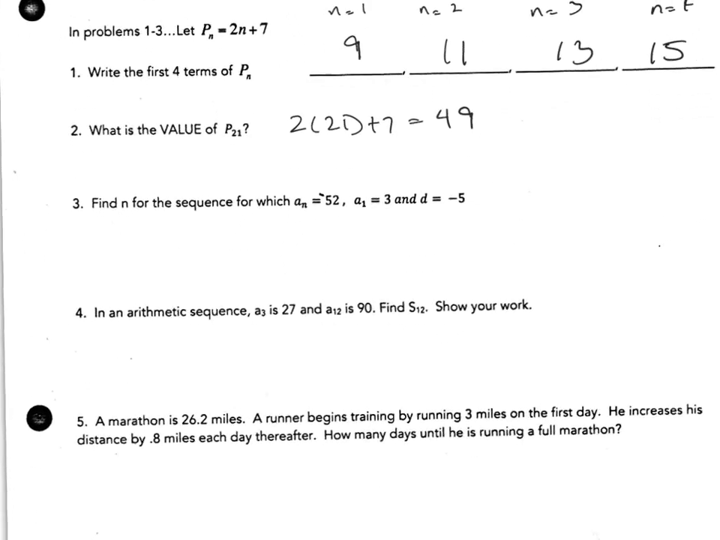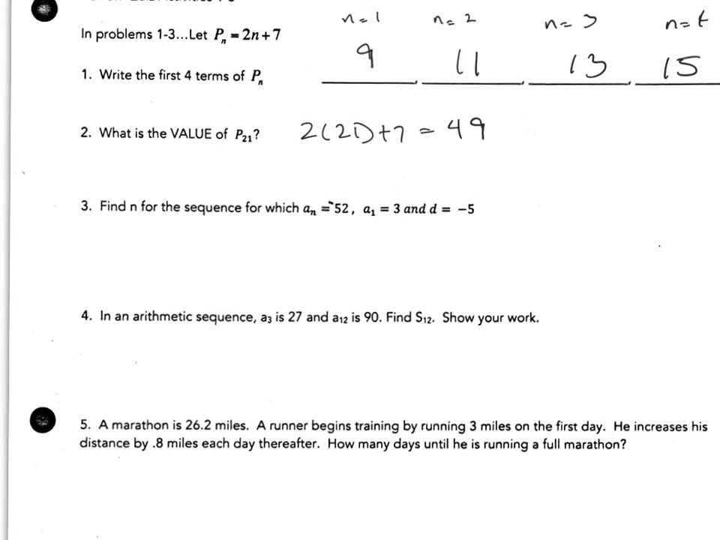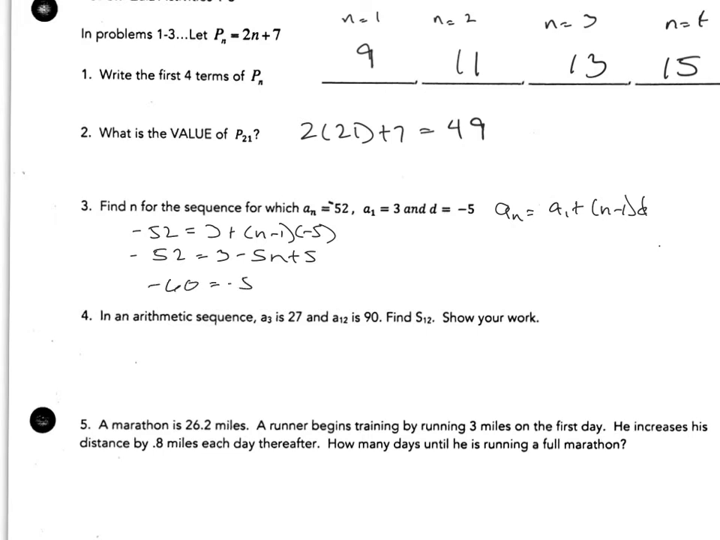This, of course, is the explicit formula for arithmetic, which is a sub n is equal to a sub 1 plus n minus 1 times d. So we know that the answer is negative 52, and the first term is 3, plus we want the n, that's what we're solving for, and of course this is negative 5. So distributive property from the right-hand side, 3 minus 5n plus 5, so that's 8. Subtract the 8, we get negative 60 equals negative 5n. So we're looking at the 12th term.